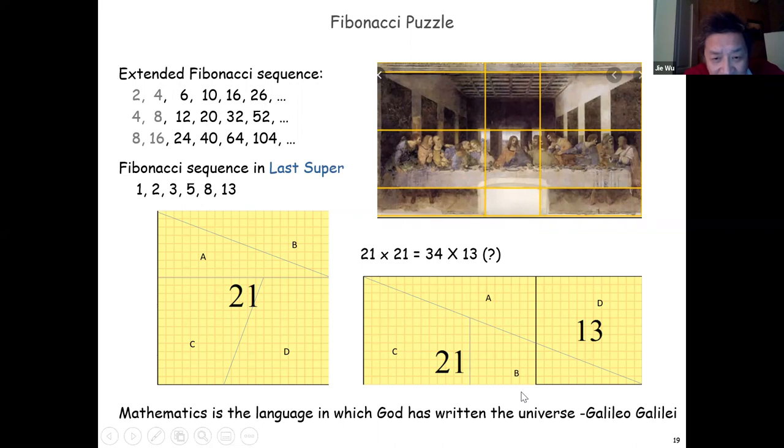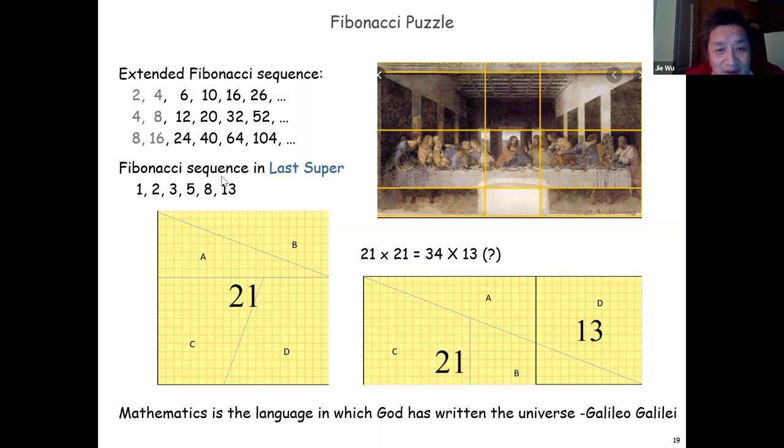And I don't know how to control those bars, which is kind of annoying. So I added here a famous quote by Galileo Galilei. He's a famous scientist, knew everything, mathematics, astronomy, everything. He says that mathematics is the language in which God has written the universe.